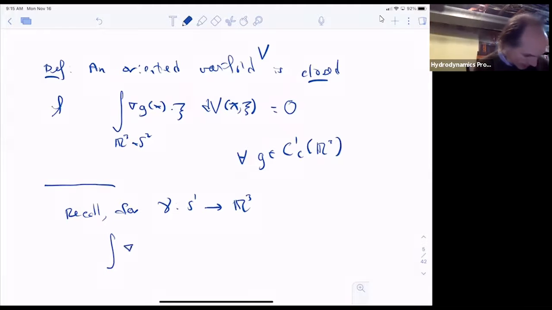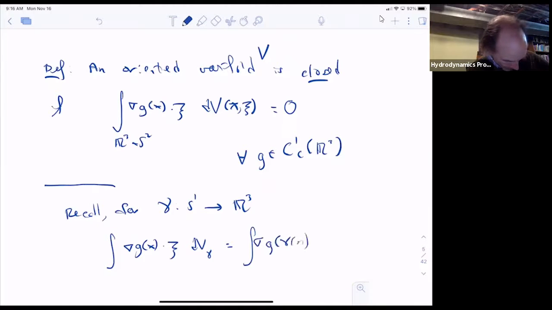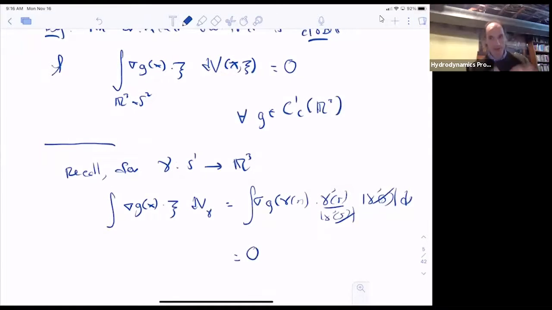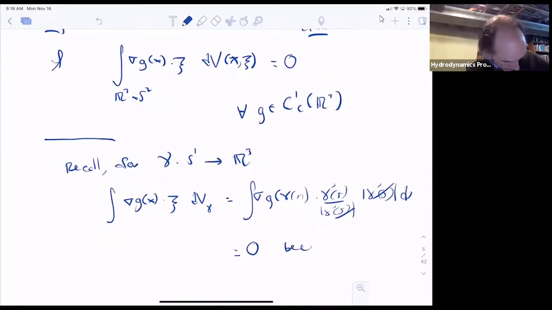And so the definition of V gamma is, well, I just integrate this thing around the curve: gradient g at gamma of s dot gamma prime of s. These cancel. And this is 0 just because we're integrating a conservative vector field, a gradient vector field, around a closed curve. And the fact that this is 0 is because the curve is closed. If instead gamma were parameterized by an interval, it would be gamma at one endpoint minus gamma at the other endpoint.